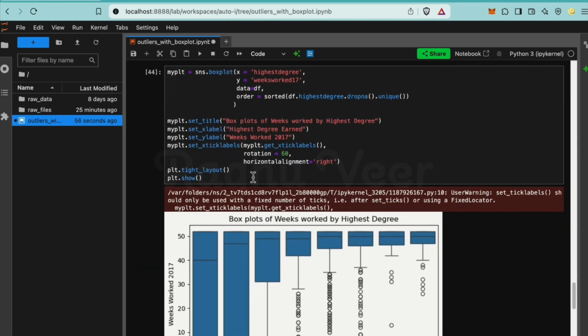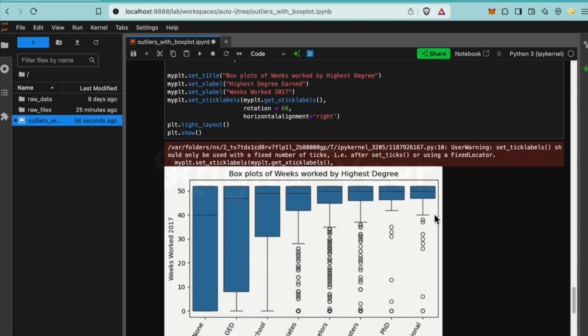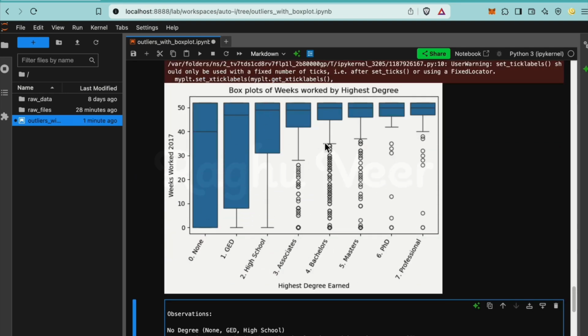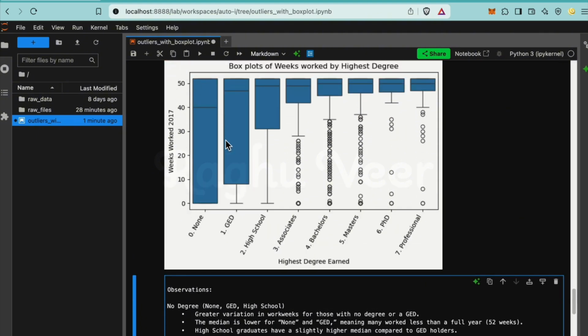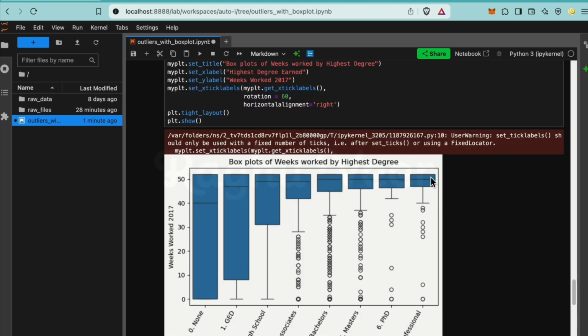So this is a box plot of weeks worked by highest degree. We could see variation in people with no degree. The median is lower for none. That means many worked less than 52 weeks. The bachelor's, master's, PhD and professional degree people have worked close to 52 weeks, and there is very little variation in the data. But there are some outliers, which means there might be people who are working part-time, or many are unemployed here. And the variability is also very low for the professional people.